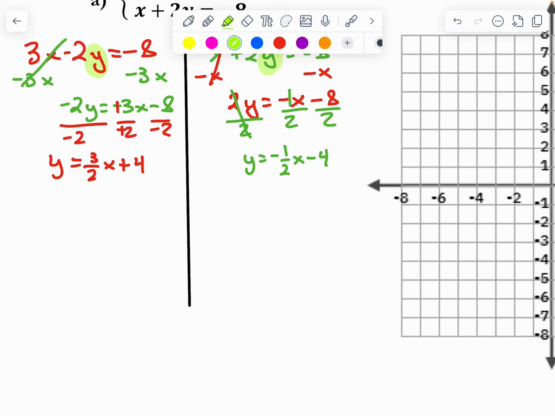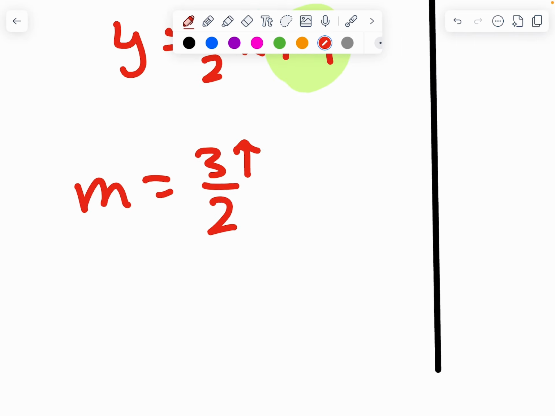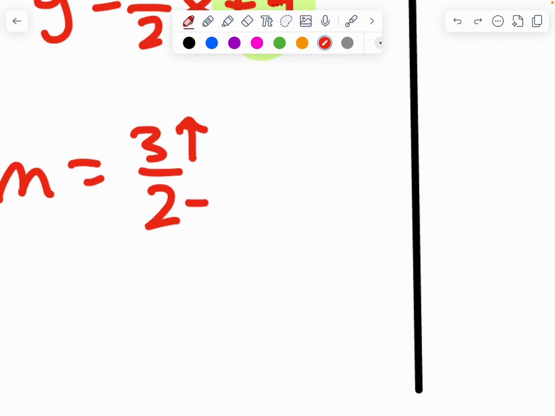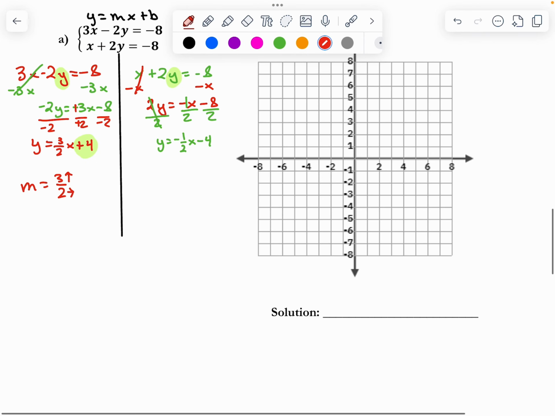Let's graph them. My y-intercept here is 4. My m is 3 over 2. 3 over 2 is positive, so I'm going to go up and to the right. That was a disgusting arrow. Here we go. Much better. Not much better. All right, that's it. Spending too much time on these arrows. All right, let's do it. So we're going to go all the way to 4. Up 3 over 2. 1, 2, 3 over 2.